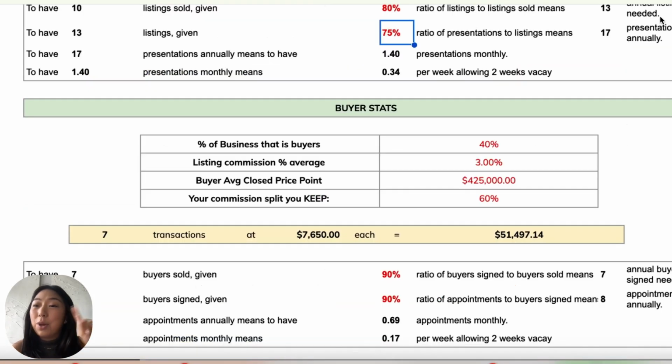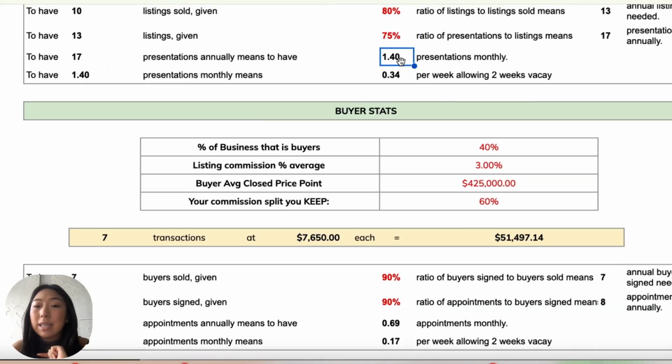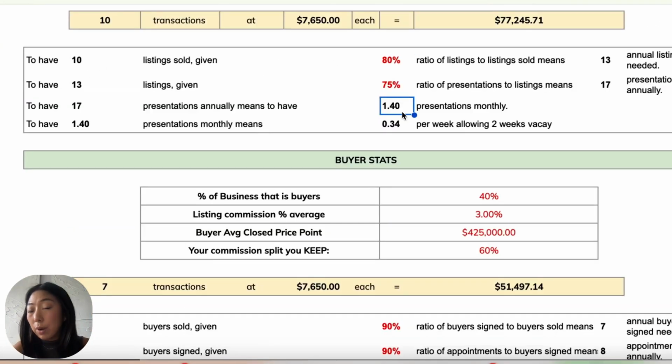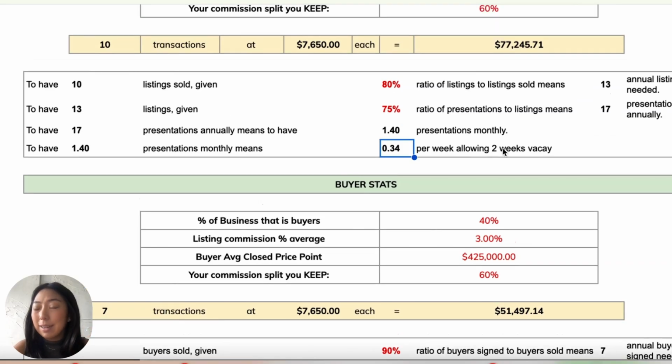So in order to have 17 presentations annually, then that means I need to have about 1.4, and you can round this up, I need to have 2 presentations monthly, and 2 presentations monthly means I need to have 0.34 presentations per week. And this accommodates for a 2-week vacation out of the year.